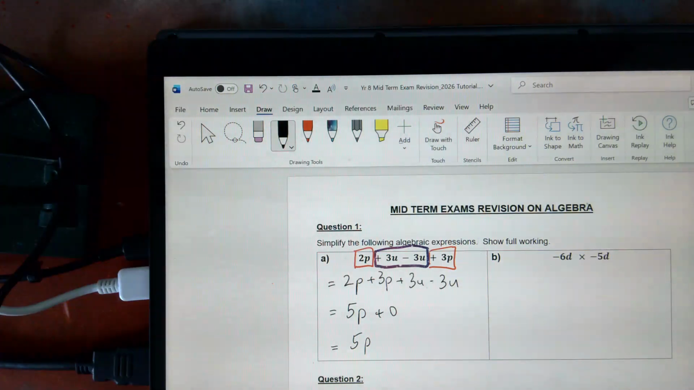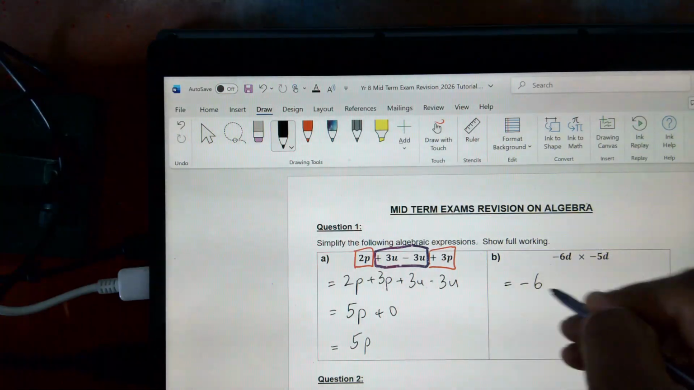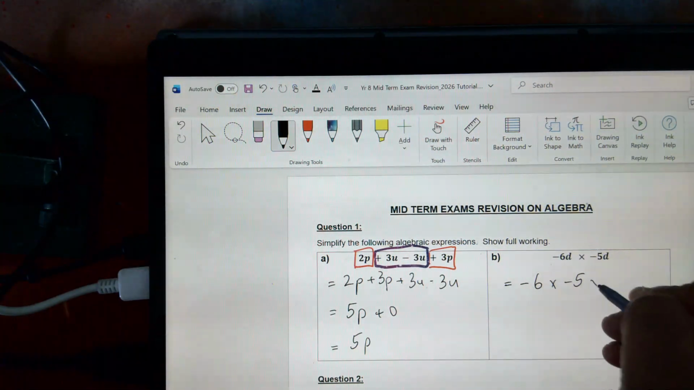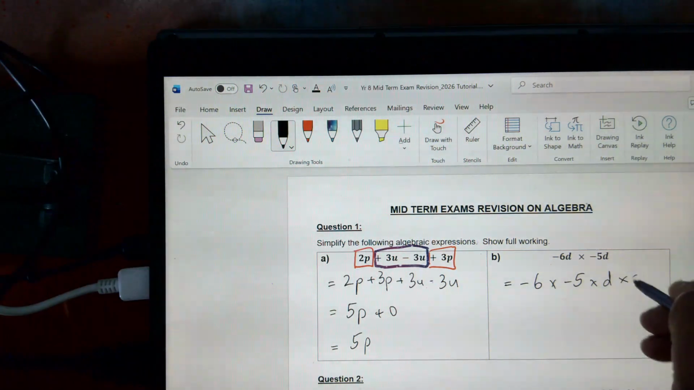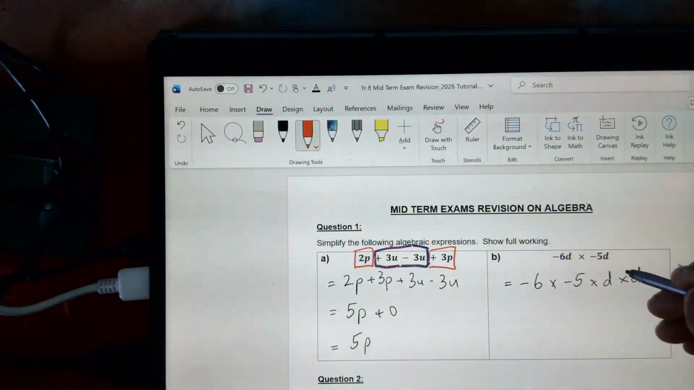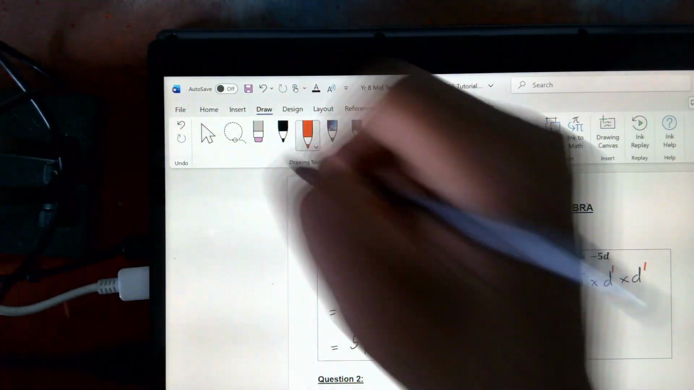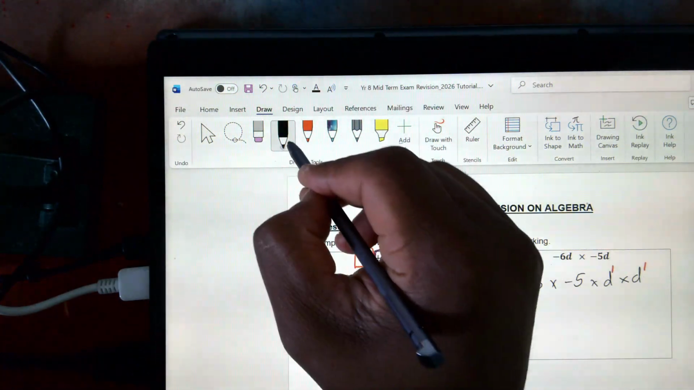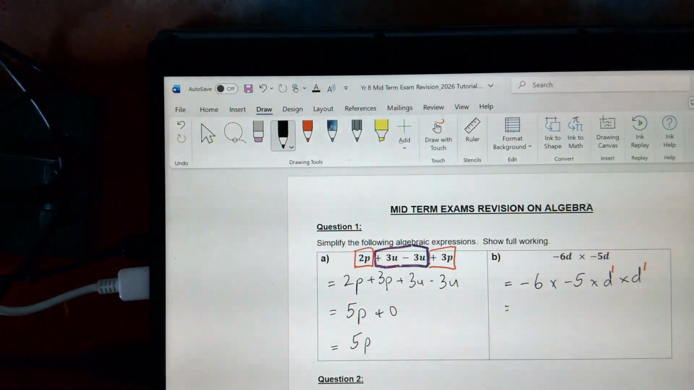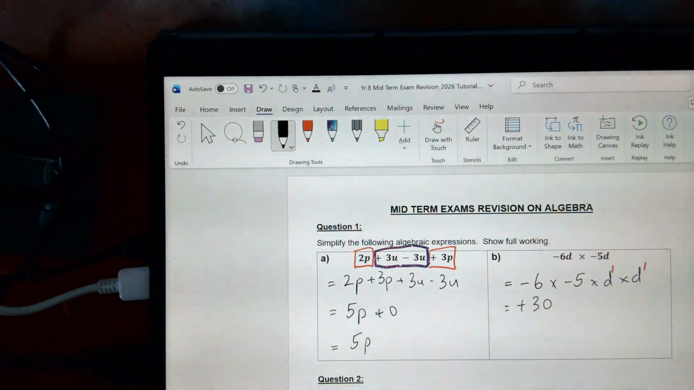Next one, we're now multiplying terms. So when we multiply terms, first thing I'm going to do is multiply the coefficients, so negative 6 and negative 5. Then I'm going to multiply d by d. Again, remembering if I don't put a power on my variables, it assumes they have a power of 1. We know that a negative times a negative is a positive, so that's positive 30.